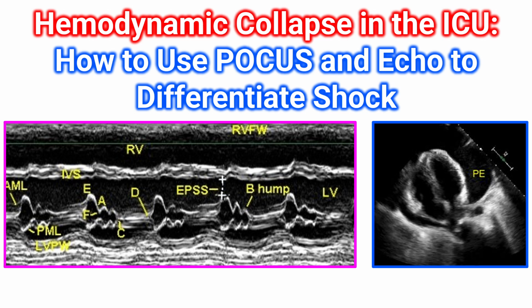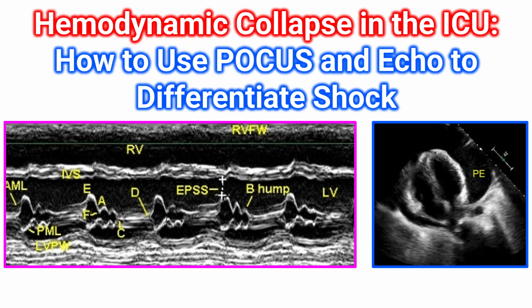In the intensive care unit, hemodynamic collapse requires rapid differentiation to avoid giving the wrong treatment. Example, giving fluids to a patient in cardiogenic shock. Point of care ultrasound, or POCUS, and echocardiography provide a non-invasive window into the patient's physiology, allowing you to categorize shock into 4 main types: hypovolemic, cardiogenic, obstructive like pulmonary embolism, and distributive, usually in sepsis.